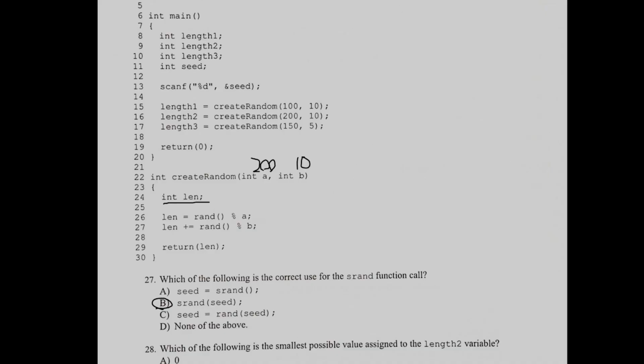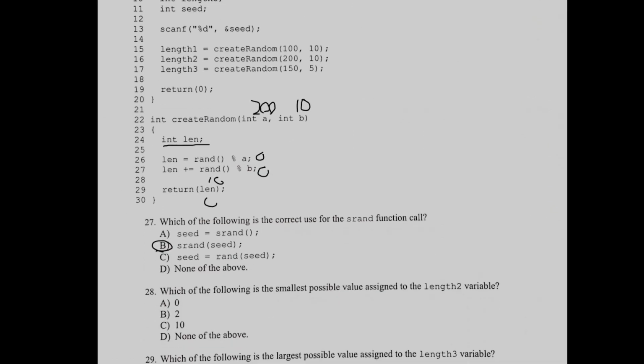Well, that random number can be anything, right? So we have to use the properties of modulus to determine the max and the min. If you modulus a number by 200, the lowest it can be is 0, because if rand is 200, then the answer is 0. So the smallest possible value is 0. And then we're adding to len, rand modulus b. Again, rand can be anything, so if it's modulus 10, that will also be 0, so you're going to add 0 to 0, and the minimum value will actually be 0, which for 28, the answer is A.